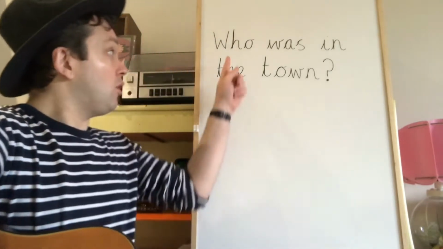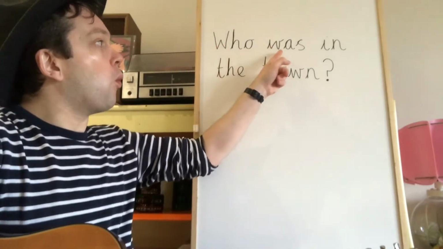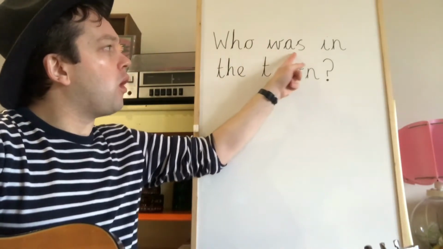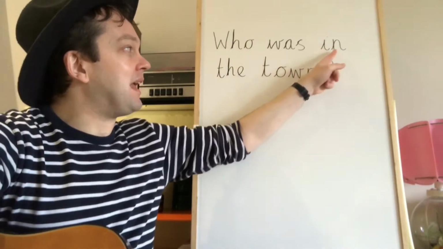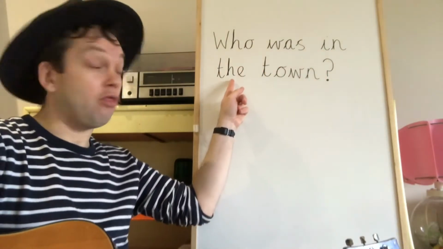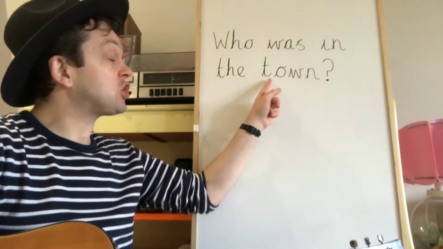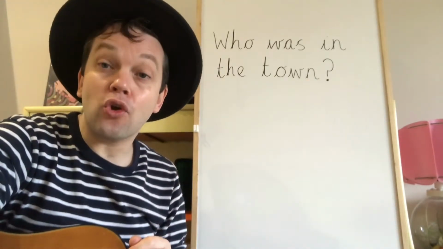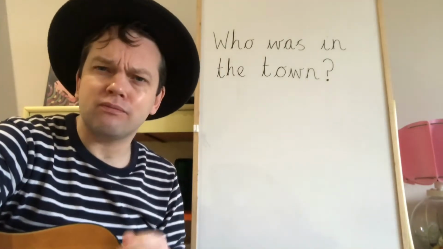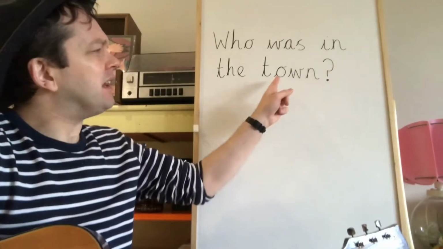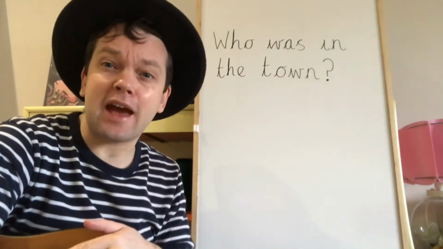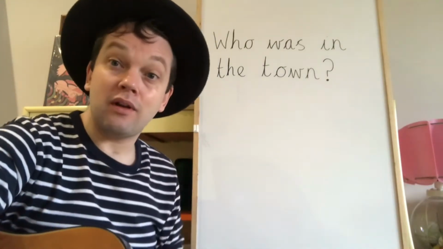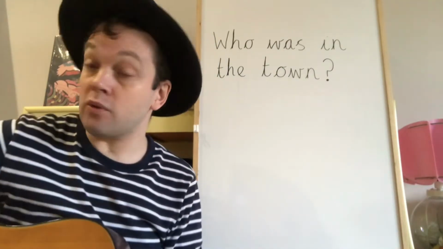Very simple. Who was, remember that tricky word was, in, tricky word the, and then t-ow-n, town. Who was in the town? Yeah, I really like that sound in the middle of the word town. Ow, ow, that's the letters O and W, isn't it?